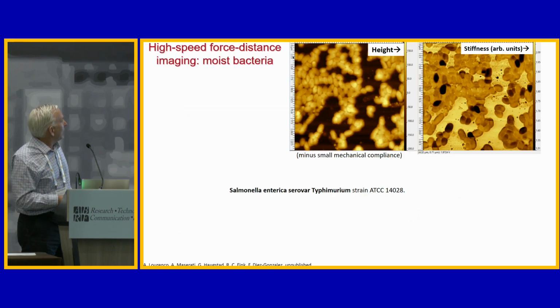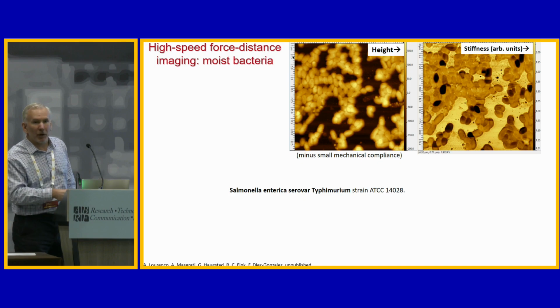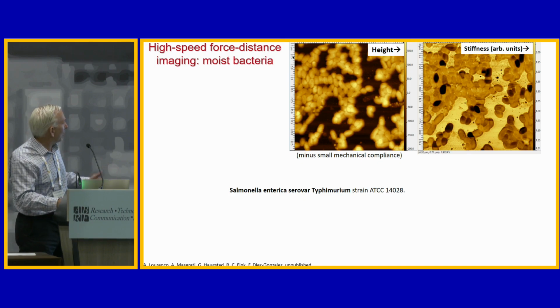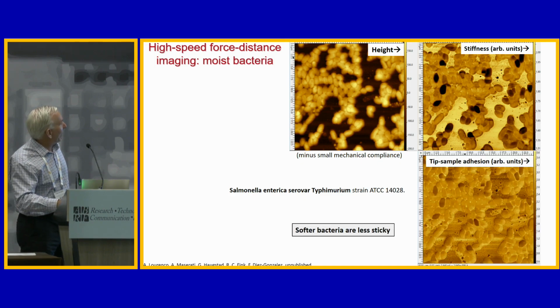So anyway, here's one quick example. This is actually done in air, but at high humidity to keep the bacteria moist. I don't remember whether these are live or dead bacteria, but anyway, we wanted to keep them moist to see nanomechanical differences. It turns out this population of bacteria has a subpopulation that's very soft, and the rest of them are more rigid. My coworkers on this were perplexed by that, but there's also a difference in stickiness. The ones that are softer are actually less sticky as well.